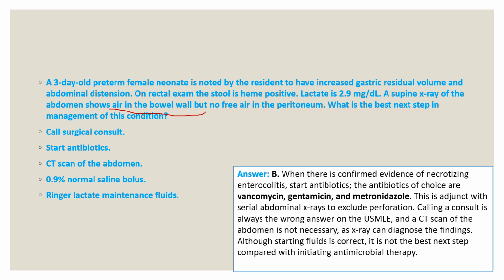So it is necrotizing enterocolitis. You have to start antibiotics. The antibiotic choices are vancomycin, gentamicin, and metrogyl. So you are covering anaerobes as well. So this is in adjunct with the abdominal X-ray to exclude perforation.